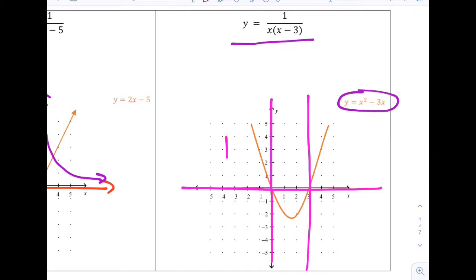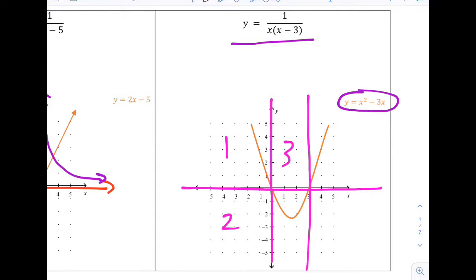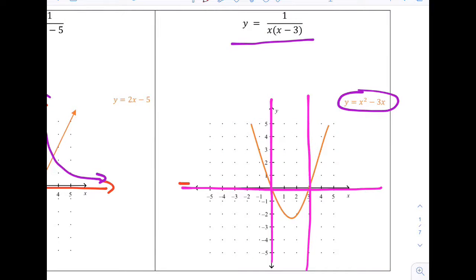And now we've broken our graph into 1, 2, 3, 4, 5, and 6. So I know my graph is in 1, so my reciprocal is going to be there. It's in 4, and it's also in 5. So my reciprocals are going to be in 1, 4, and 5 as well. So if my graph is in 1, I know that it has to come along the horizontal asymptote and go up.